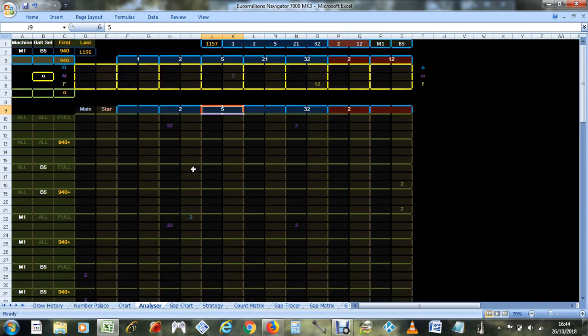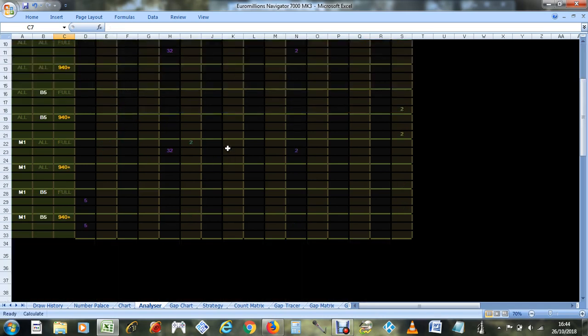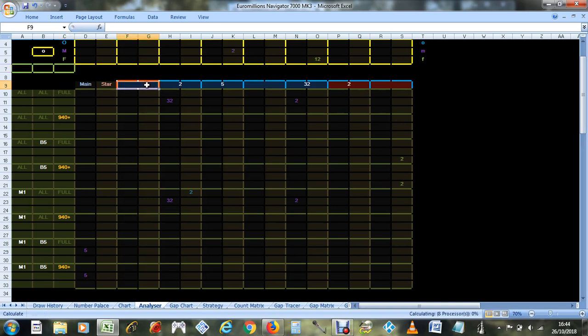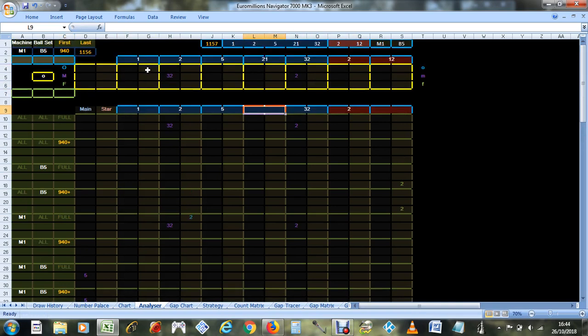So basically, these are all the coincidences from this set of numbers that came out in the last draw.